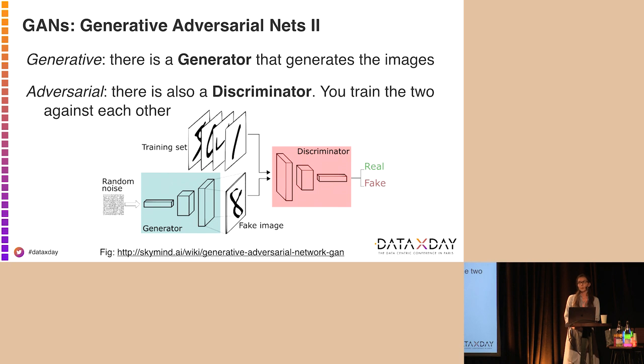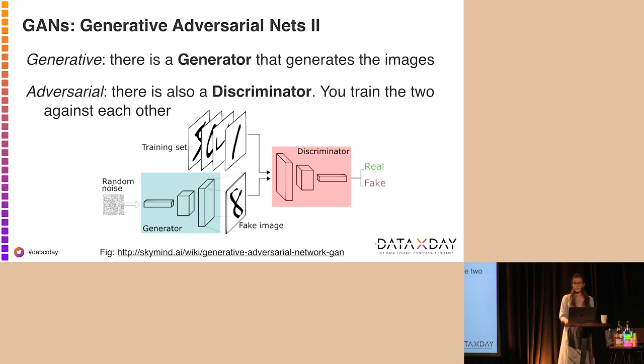So what's so nice about them? Here's an image that I actually took from that website there. There are two networks at play here. There is something that's called the generator, which actually generates the images. I will talk about generating images, but in principle, you could use them for generating other content as well. And then there's the second network that's called the discriminator. And what happens is that you train the two against each other.